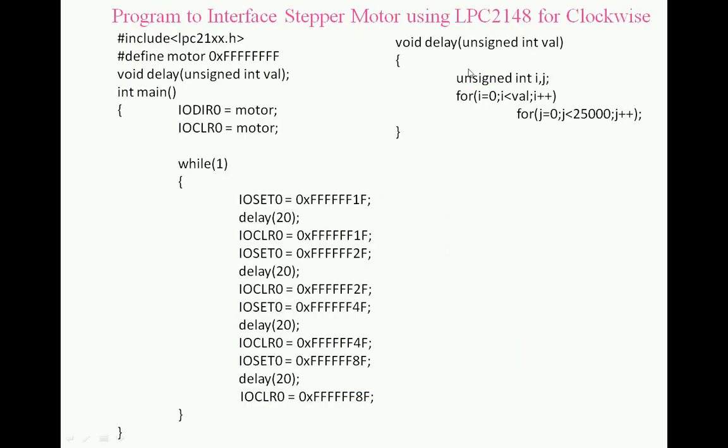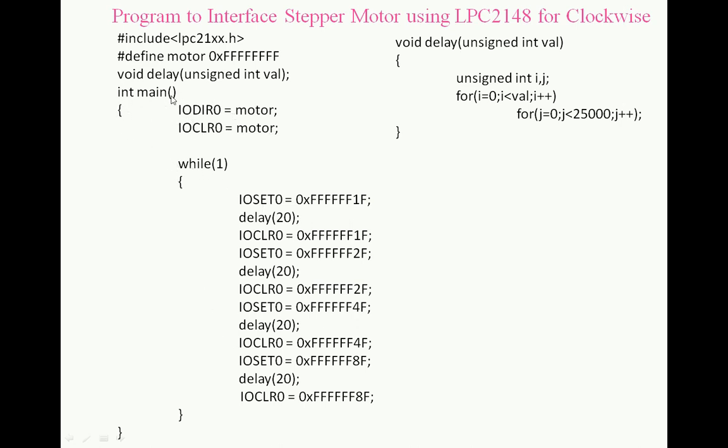Now see this program. This is a program for rotating in the clockwise direction, right? For that, we define one motor variable which stores 32 ones, so we can use this motor variable. I am also defining one delay function, and we have written the definition of this delay function here. We'll see that one. We have to write the program in embedded C language.